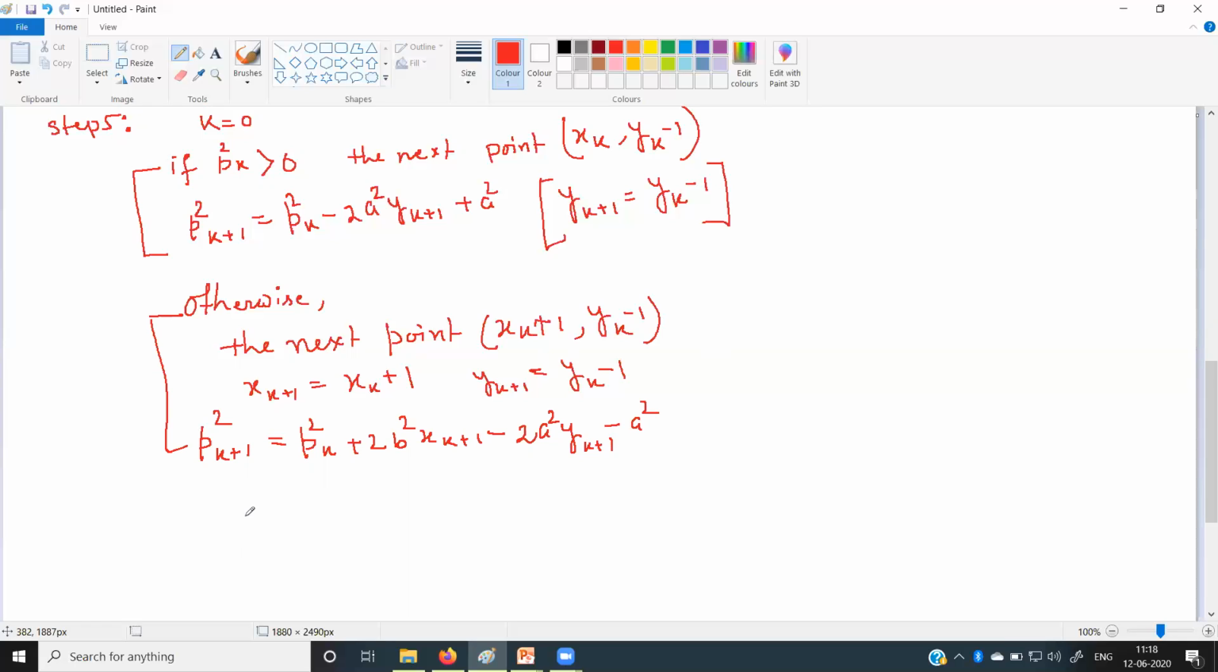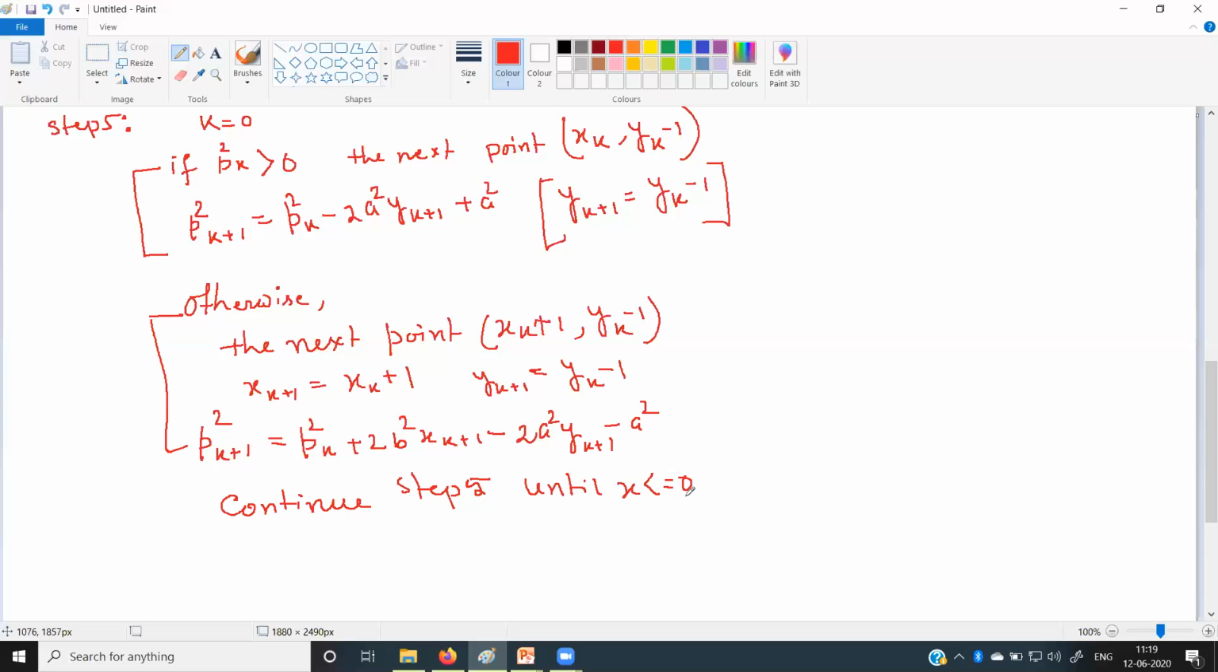And how long do we have to continue? We have to continue step 5 until x is less than or equal to 0. Okay. Fine.